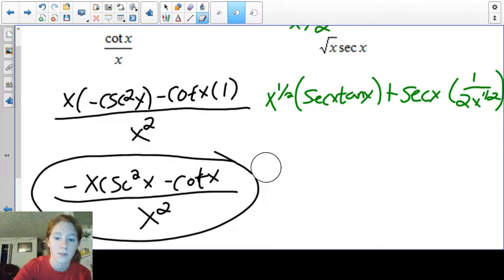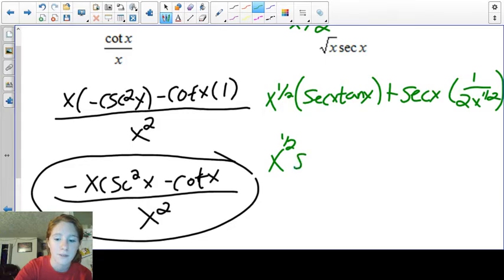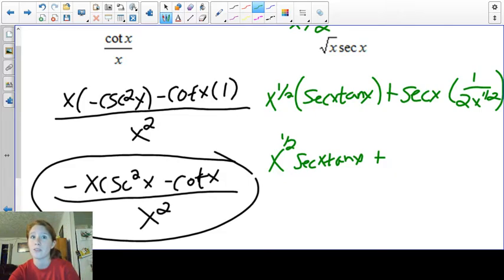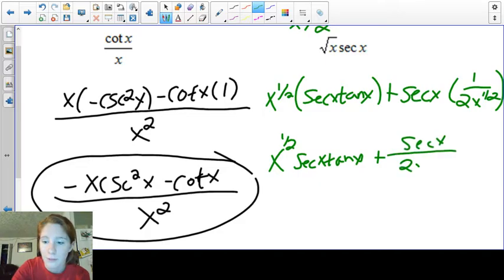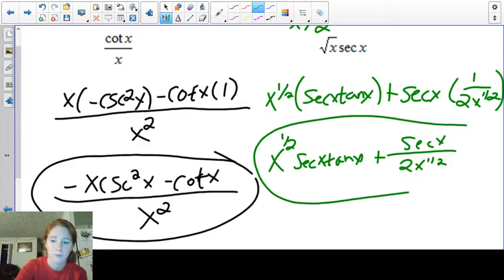Alright, so we get x to the 1/2. That's not a good exponent. Let me do that again. We have x to the 1/2 secant x tangent x plus, remember I have whole times piece. Whole times piece. So this gets multiplied to whatever's on top. So secant times 1 is just secant, all over 2x to the 1/2. That's all I got.